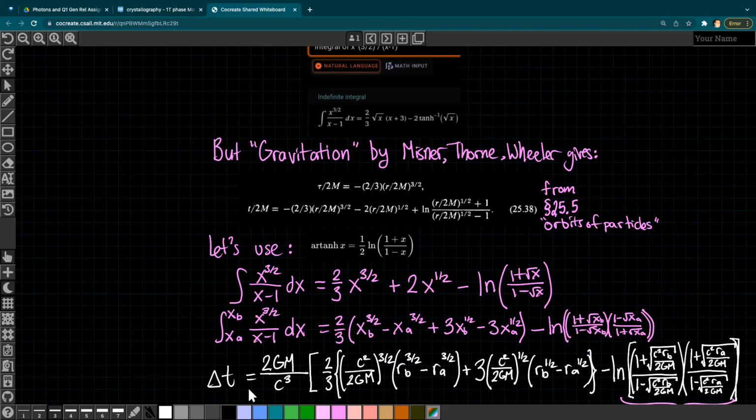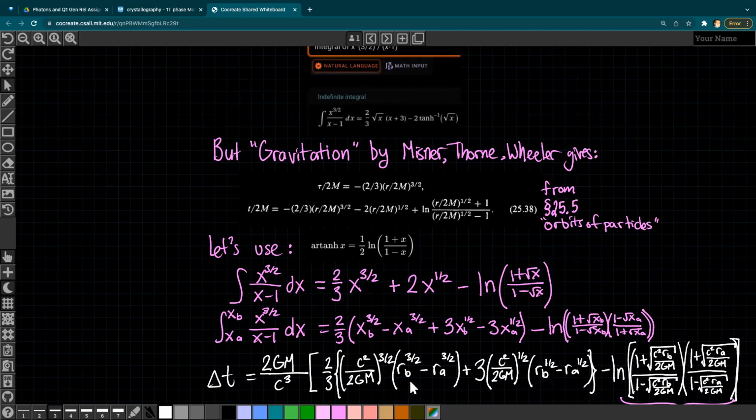We can calculate this, and then, going back to the original question, Δt, the amount of time observed on the mother's clock, is equal to this expression right here, where I've now substituted the expression for x in terms of r. Everywhere I had an x, I substituted the appropriate value for x in terms of r. So now I have something in terms of r. Then you can substitute r_b equals 10GM over c squared, or whatever it was, and 3GM over c squared for the other.